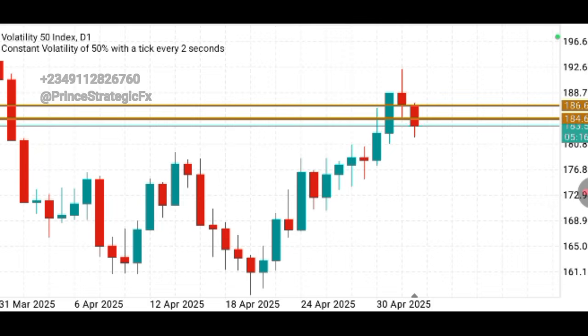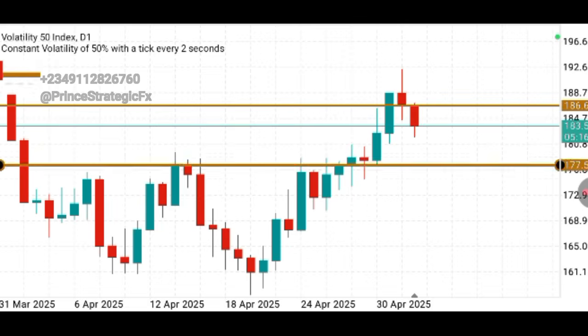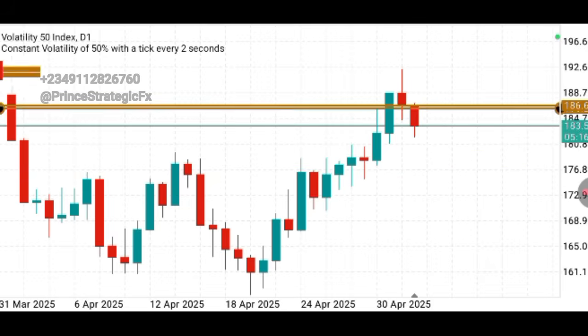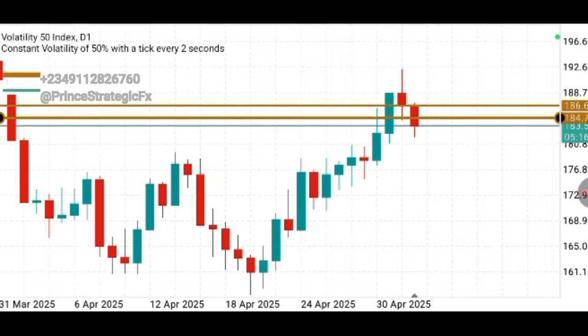So the two most important things that you need to do on the daily time frame, remember, one candle represents a day. Here you just need the previous daily low, which is the wick. See the wick here. Just put it at the tip of the wick there.